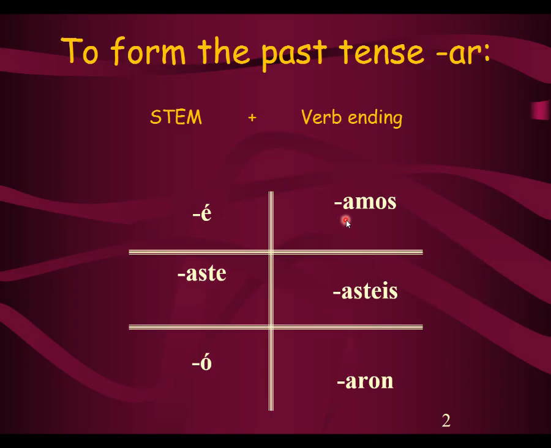A similarity, I guess, would be the nosotros form, guys. If you look at it, it's exactly the same as it was in the present tense. Amos. So, nosotros bailamos. Nosotros bailamos ahora, right now. Or you could say ayer, yesterday, nosotros bailamos. All right, so there's a similarity. It's nice to see something that's familiar. And then everything else is a different ending.